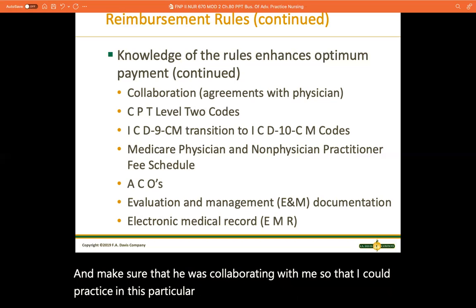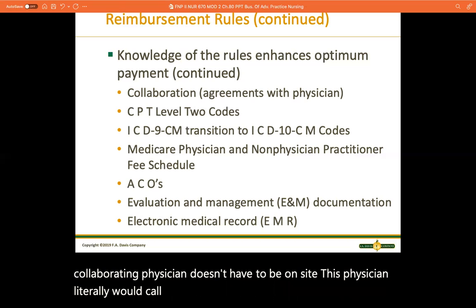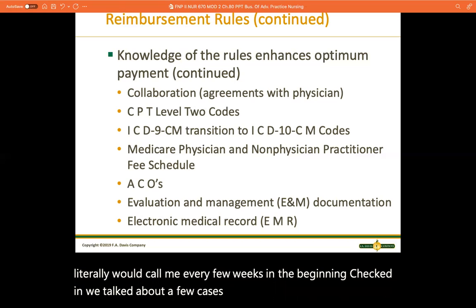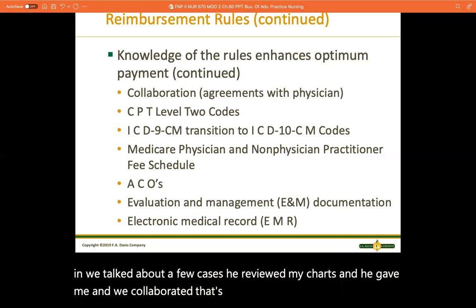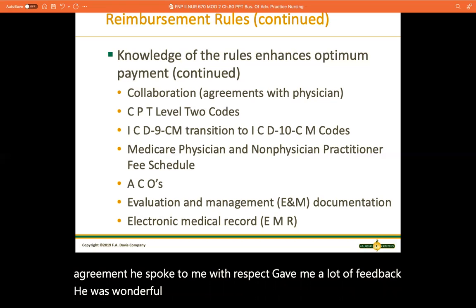Now, keep in mind, the collaborating physician doesn't have to be on site. This physician literally would call me every few weeks in the beginning, check in, we talked about a few cases, he reviewed my charts, and we collaborated. That's exactly what it is. It's a collaborative agreement. He spoke to me with respect, gave me a lot of feedback. He was wonderful, my first collaborating physician.